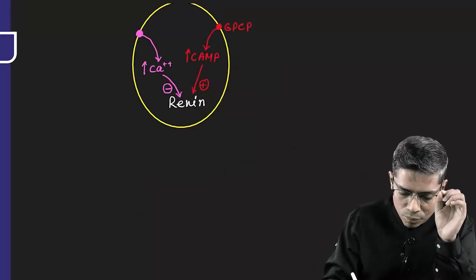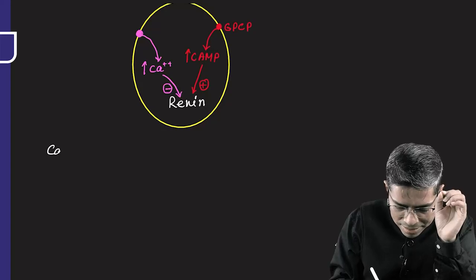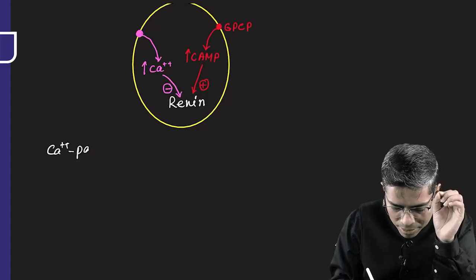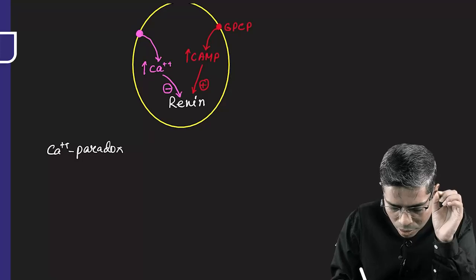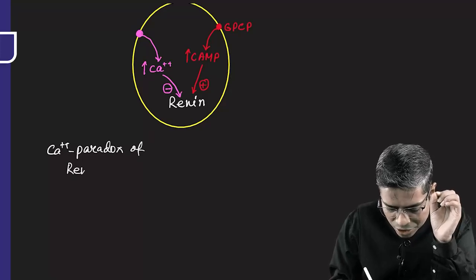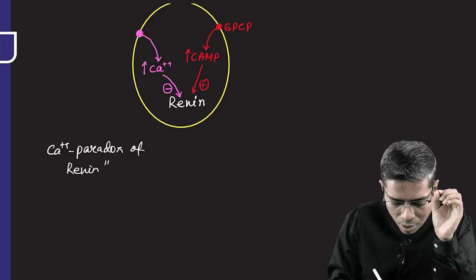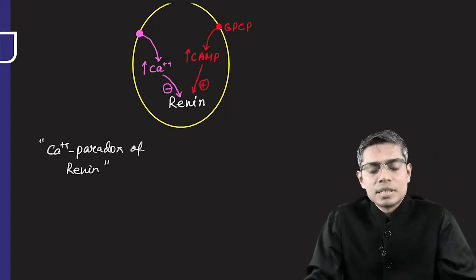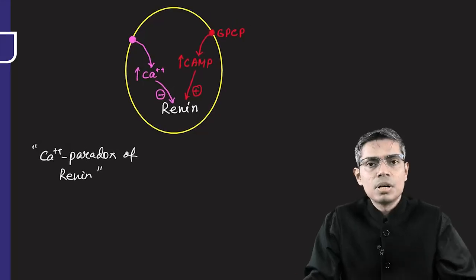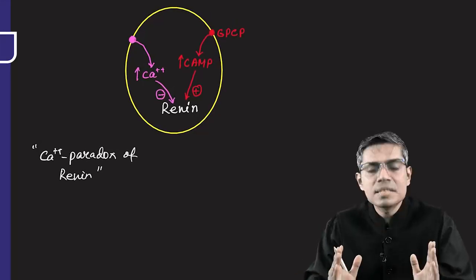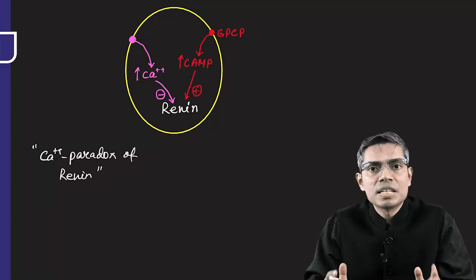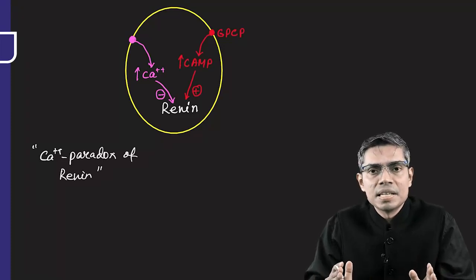More calcium means less amount of renin release. Very important, remember this, and this is known as the calcium paradox of renin secretion at the level of the JG cell. It is a paradox. The reason for this paradox is not known, but for the time being you remember, increased cAMP means more renin secretion, increased calcium means less renin secretion.